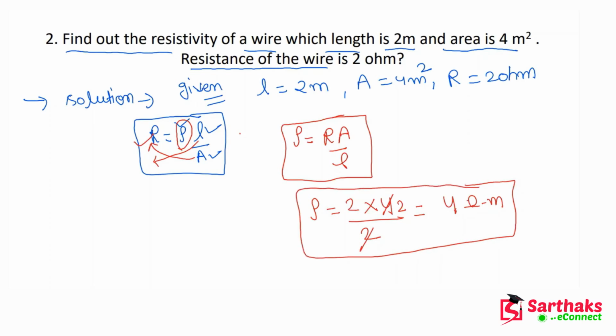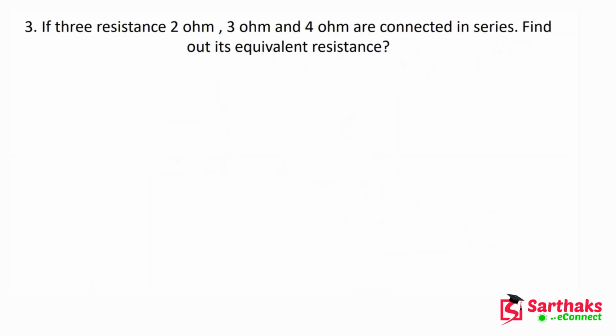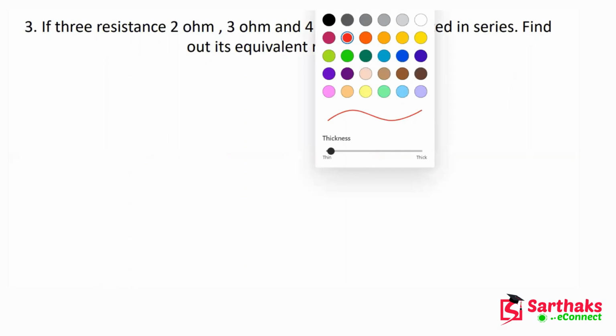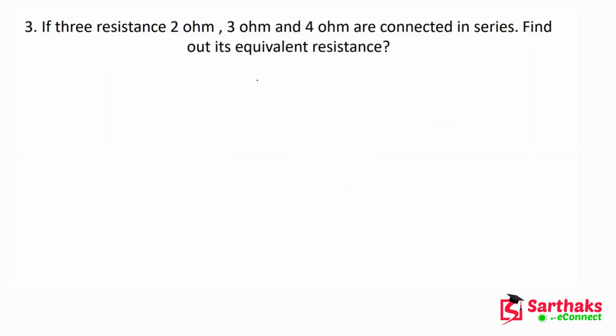I hope you understand this point. Now let's move on to another question. So here we are, this is question number 3. In question number 3, what we have been asked is: if 3 resistances, 2 ohm, 3 ohm and 4 ohm, are connected in series, find out the equivalent resistance.